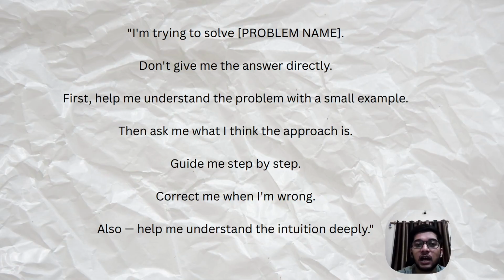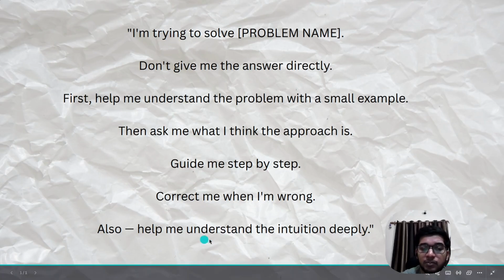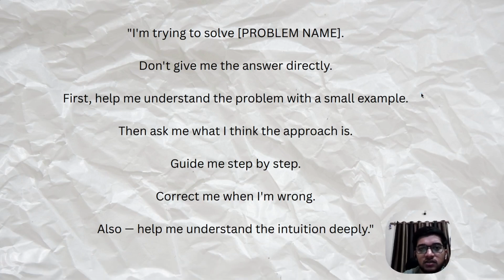Here is the template. I want you to screenshot this. "I am trying to solve problem name. Don't give me the answer directly. First, help me understand the problem with a small example. Then ask me what I think the approach is. Guide me step by step. Correct me when I am wrong. Also help me understand the intuition deeply." And that's it. 7 lines. This is the entire foundation of tutor mode. Let me break down why each line in the prompt is there.